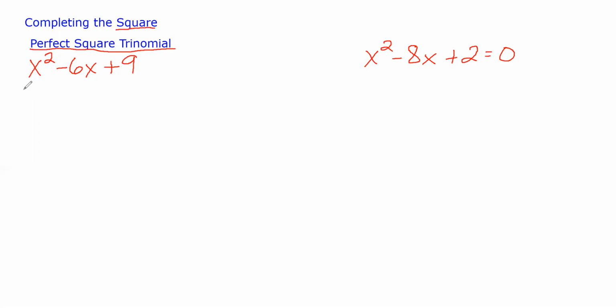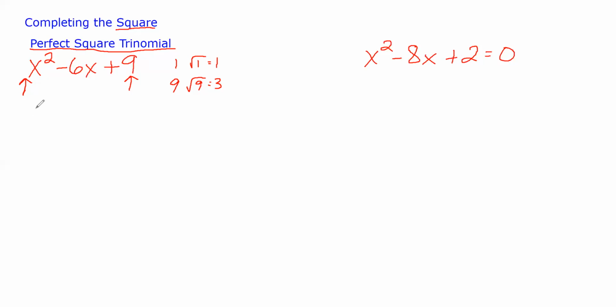It's a perfect square trinomial because the number in front of the x squared and the number at the end are perfect squares. The number in front of x squared is 1, and the square root of 1 is 1. The number by itself is 9, and the square root of 9 is 3. So those are both whole number answers, and so this is called a perfect square trinomial.